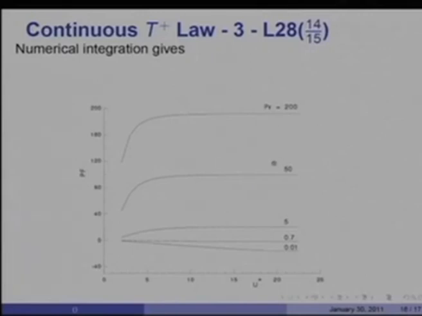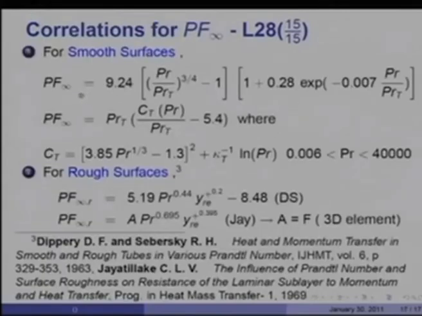and that these values of P_f at large values of u+ have been correlated, and the most well known among these is P_f infinity equal to 9.24 times (Prandtl/Prandtl_t)^(3/4) minus 1, into another function of Prandtl divided by Prandtl_t. We can also interpret our Prandtl_t in this manner. This correlation for Prandtl_t was obtained by the Russian scientists Kader and Yaglom, and it covered the range of Prandtl numbers from the liquid metal range to very, very viscous oils.